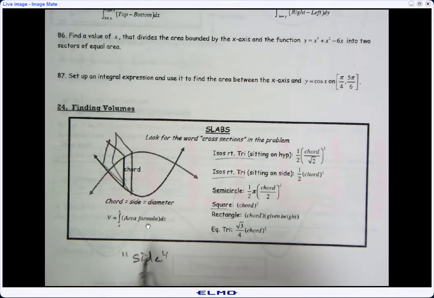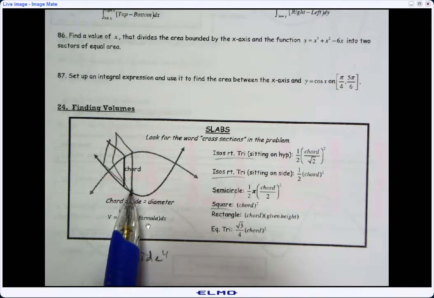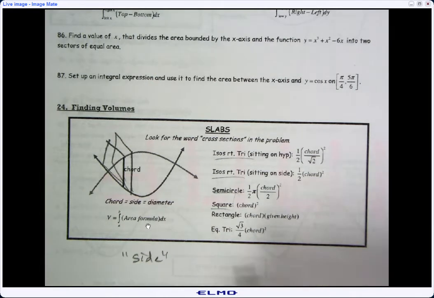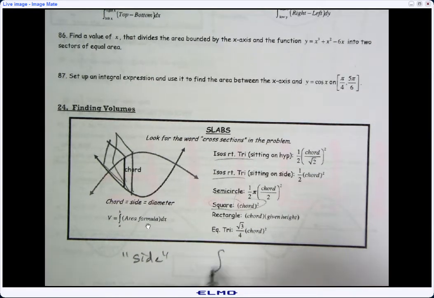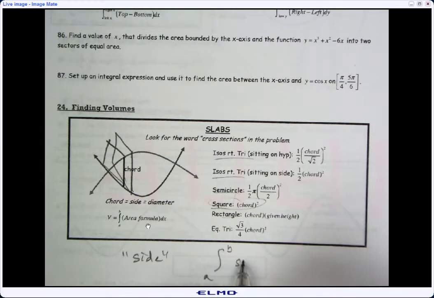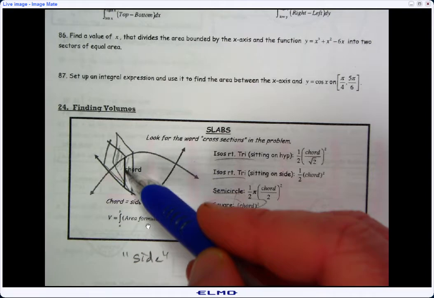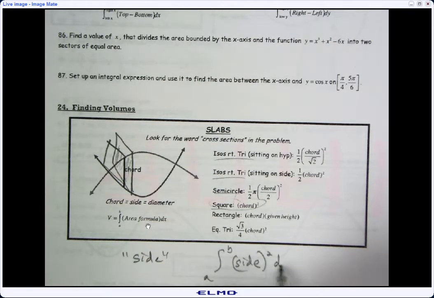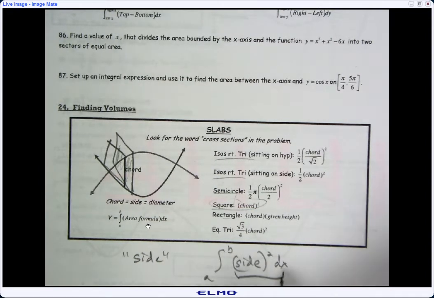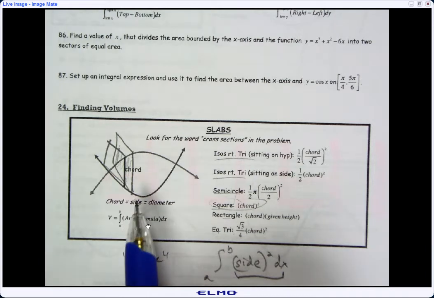They're 3D. They're infinitesimally small. Their width is going to be the dx. So if these were all squares, it would be the integral from a to b of our side squared. That gets you the area of this, and then times the width of dx. That gets you volume. So really a bunch of square prisms we're adding up.